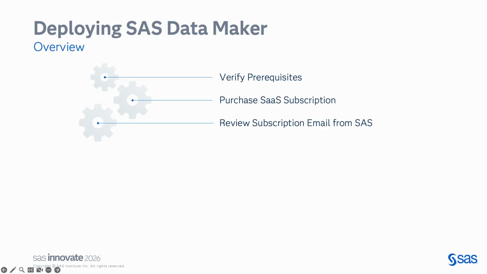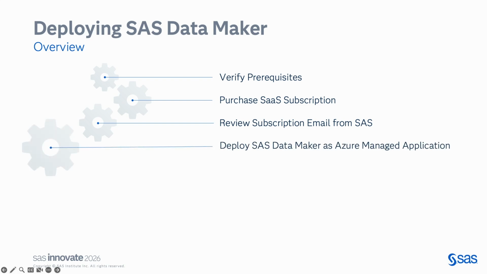Once you've gone through the initial listing and subscribed to the software as a service listing, you'll get an email from SAS. And this is the point where you can move on to the next step. This email has important information that is needed to complete the next step, which is actually deploying SAS Data Maker. Even though it's billed as a software as a service subscription, Data Maker runs completely within your Azure tenant.